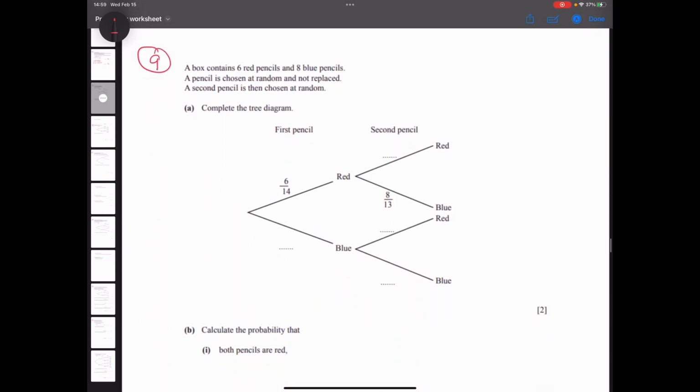A box contains 6 red, 8 blue pencils. A pencil is chosen at random and not replaced. So 6 red, this means that it's going to be 8 over 14 here. Not replaced means that this is going to be 5 over 13. If I picked a blue, it's going to be 7 over 13, 6 over 13.